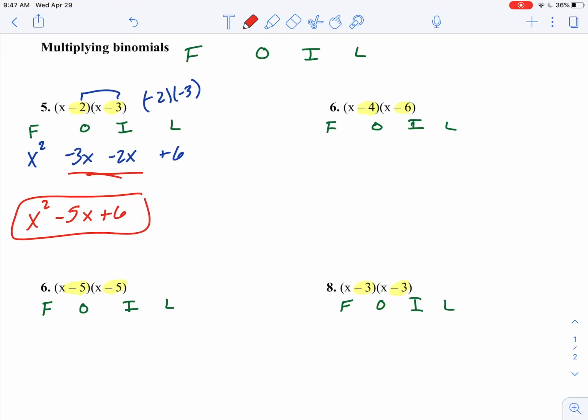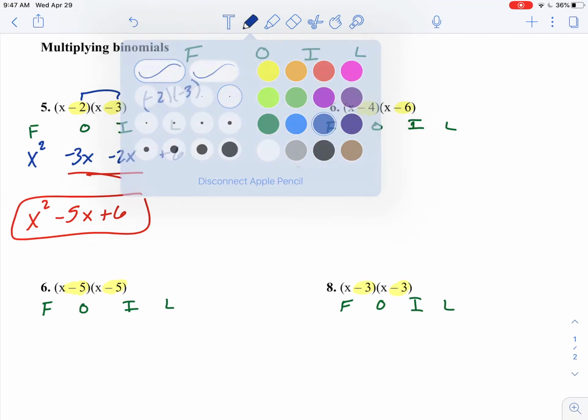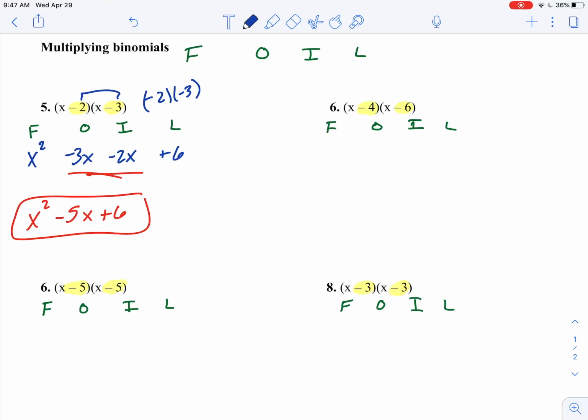Now let's see if I can do foiling correctly this time on number 6. So make sure you're slowing down. Very easy to make mistakes. First, x times x is x squared. Outer, x times a negative 6, negative 6x. Inners, negative 4 times x. And the last, I have a negative 4 times negative 6. So negative times negative is positive. 6 times 4 is 24.